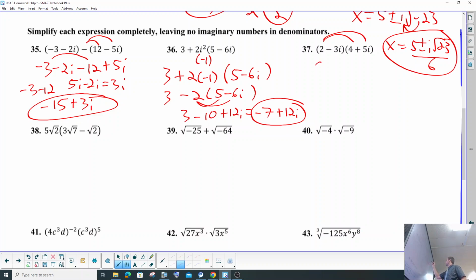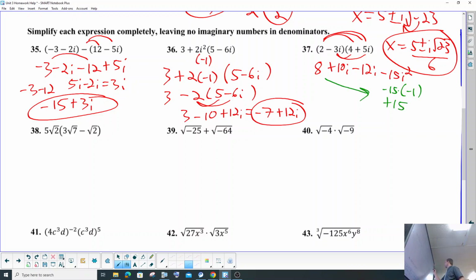Okay, so 2 times 4 is 8. 2 times 5i is 10i. Negative 3i times 4 is 12i, negative 12i. And then negative 3 times 5 is negative 15i squared. But what does i squared become? i squared becomes a negative 1. So negative 15 times negative 1 is a positive 15.